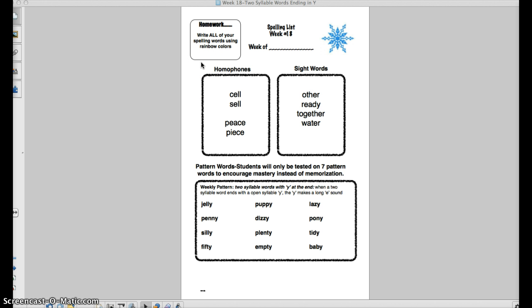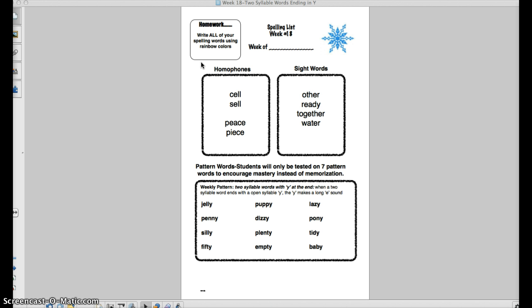Write all of your spelling words using rainbow colors. And we've done this many times before. You can write each of your words in a different color if you choose. You can write each word in many different colors if you would like to. The only rule is to please make sure that you have them on notebook paper, that you have your number down the side of the margin, and that you're writing neatly on the lines.